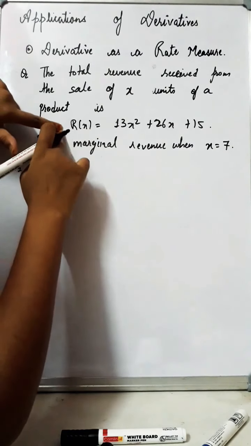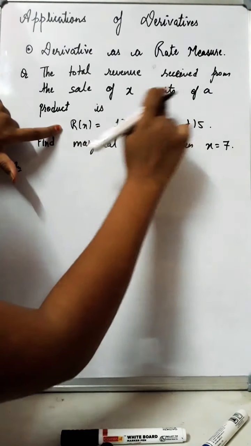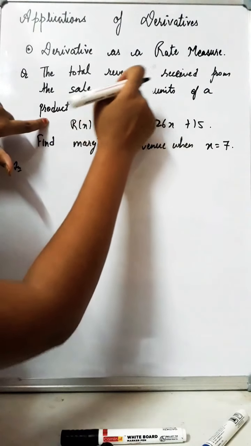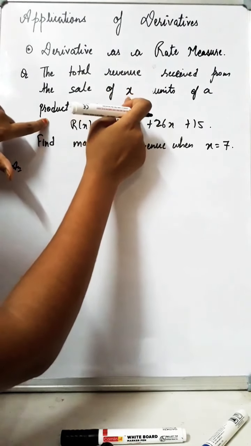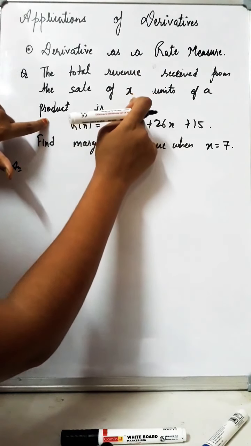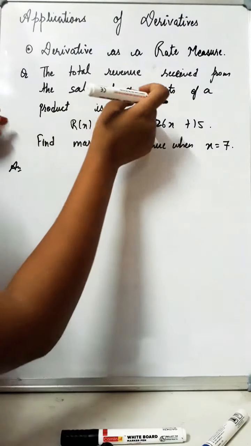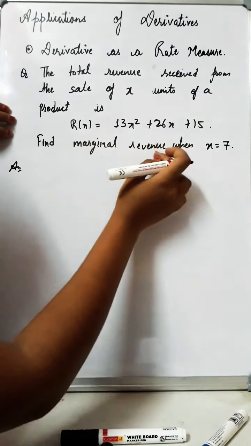All right, the sale function is given to you. x is the units, meaning your one variable, the units of the product are denoted by x, meaning this is your variable. The change is occurring with respect to this. Getting the point? Now your function is given, variable is given, you have to find the marginal revenue.